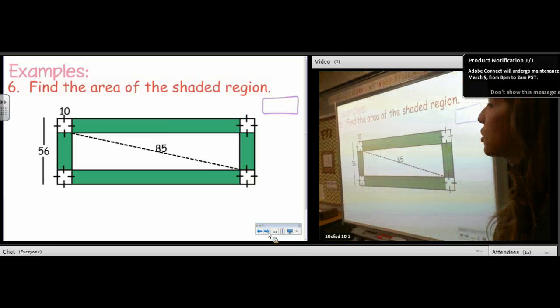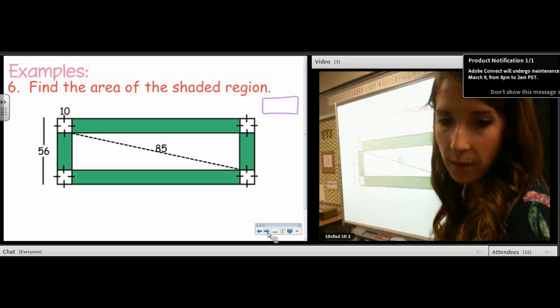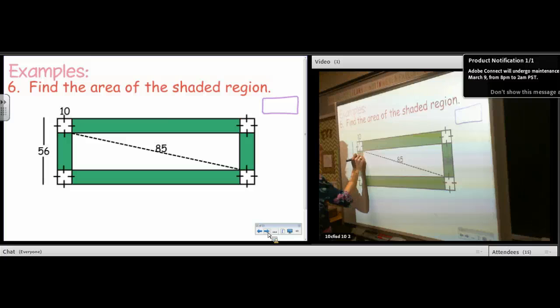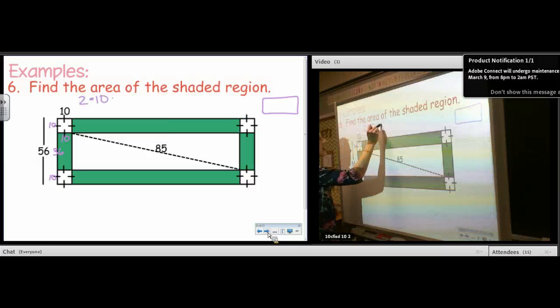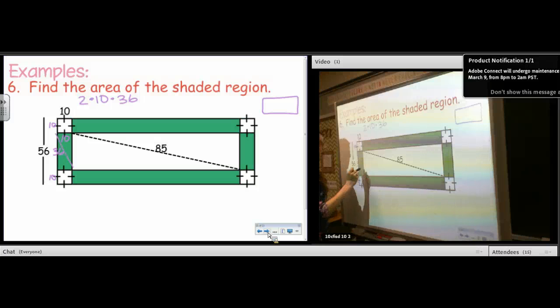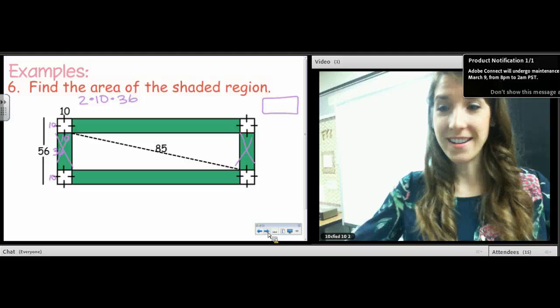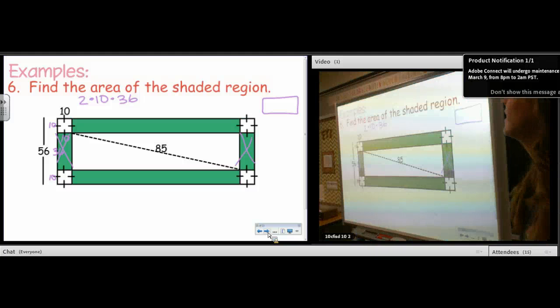Okay, so for each green, all we need is a length and a width. So for this green, we've got 10, and we've got 56 minus 20, right? And we've got 2 of those. So 2 times 10 times 36. That'll take care of that and that. Are we okay with that so far? Oh, you're already done. Okay, wonderful. Let's do the other one real quick.